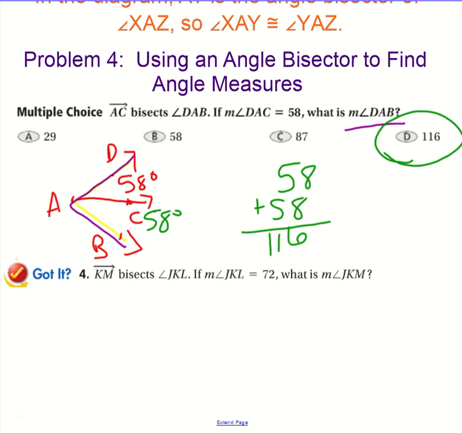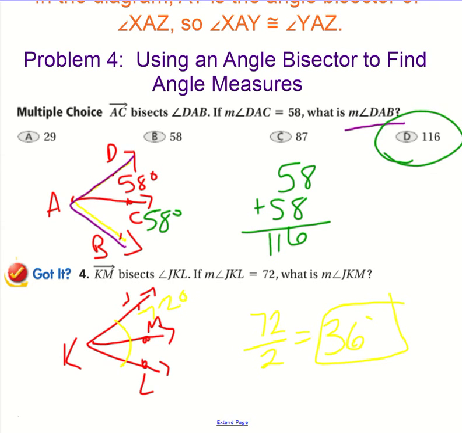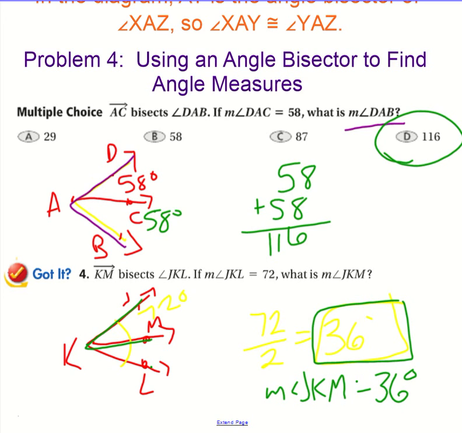So pause the video now and answer problem number 4. You can check your work with me when you're done. I drew it all out from my picture. Angle JKL is the whole angle, and that was 72 degrees, and they just want to know angle JKM. Half of that is 72 divided by 2, and I got that the measure of angle JKM equals 36 degrees. So this is the end of lesson 5 of chapter 1 of geometry.